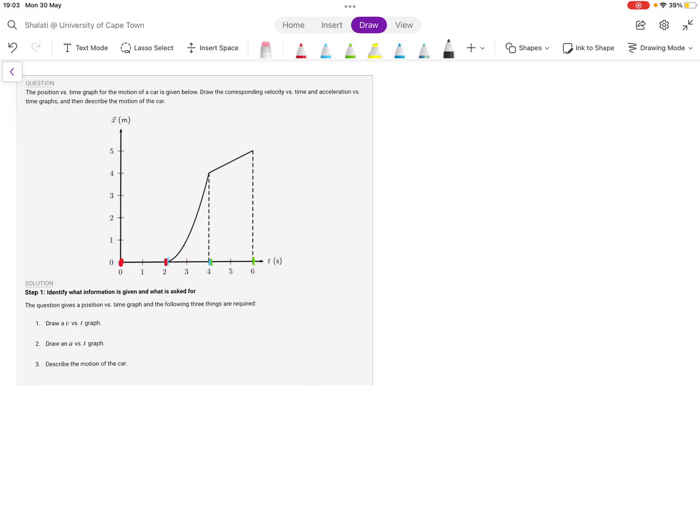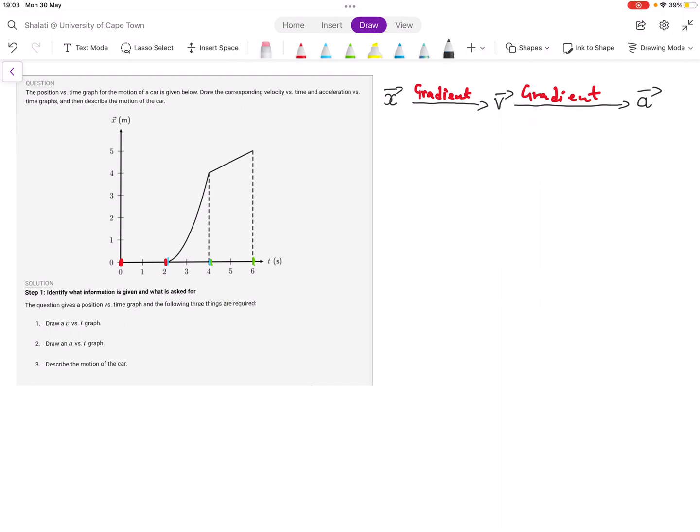I want you to remember the following. In the previous videos I did say that if you are given a position time graph, and you are required to find out your velocity, what you need to do is to calculate the gradient of the position time graph. Same thing if you're given the velocity time graph and you need to find out your acceleration, the gradient of a velocity time graph gives you acceleration.